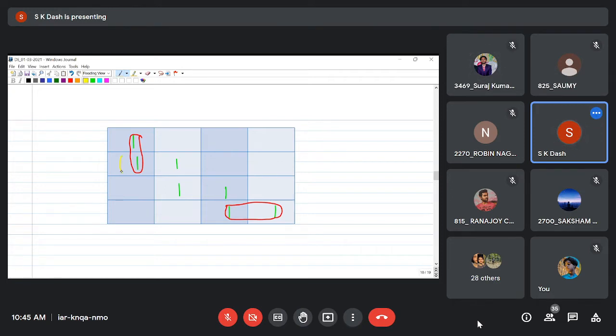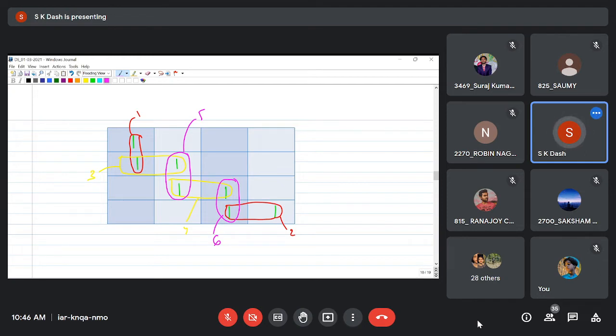So 1, 2, 3, 4, 5, 6. So this red color one, I will call this pair number 1. This one I will call pair number 2. Yellow I will call pair number 3. Yellow pair number 4. This pink 5. This pink 6. So out of those 6 pairs, which pairs are essential?